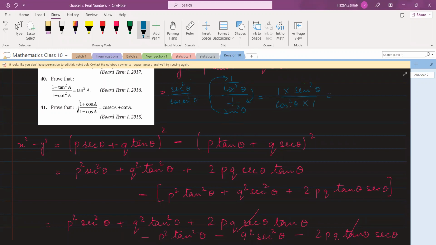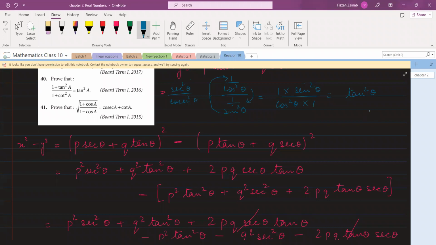Now, what is sine square theta by cos square theta? It is tan square theta. Sorry, it's not theta, it's A in the question, right? So please make it A. So this is very simple.